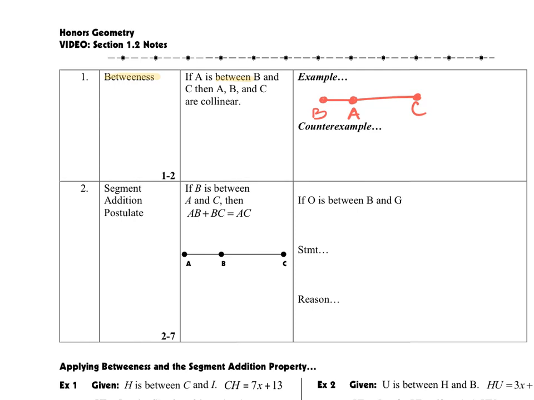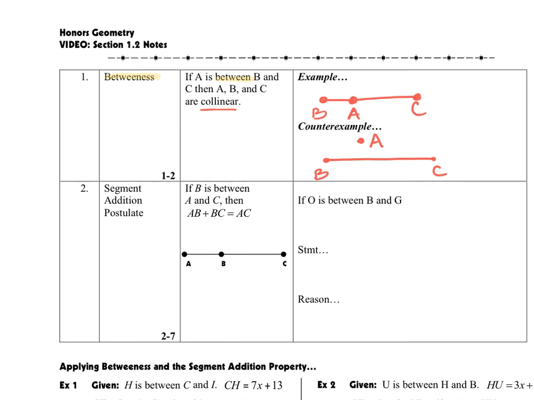Now, a counterexample for this would be to give us the same segment, and we could, let's say, put B and C again on the ends, and we could put A so it looks like it's somewhere between them, but if we put that point A off the segment, now what we've done is we've violated this idea that they needed to be collinear. So that gives us what we would call an example and a counterexample. A counterexample is going to satisfy part of our definition, but not all of the definition.